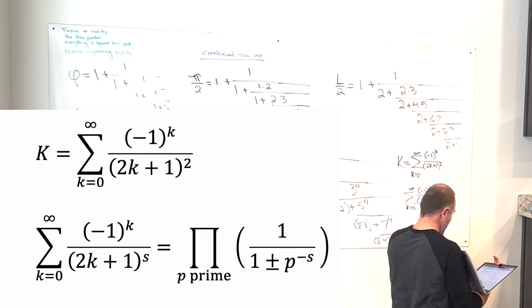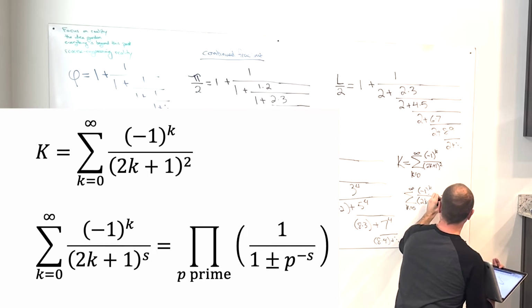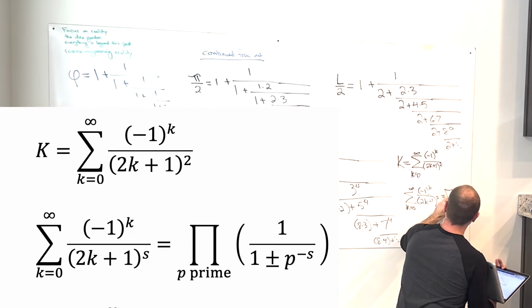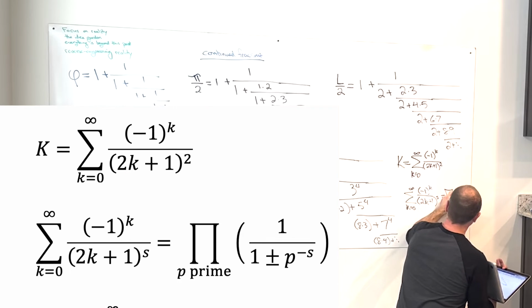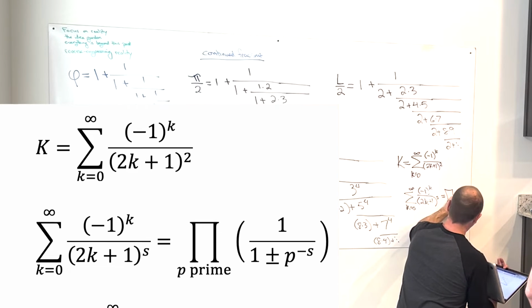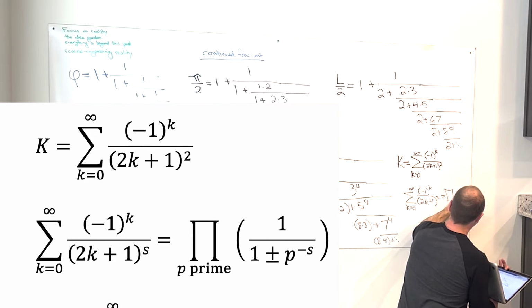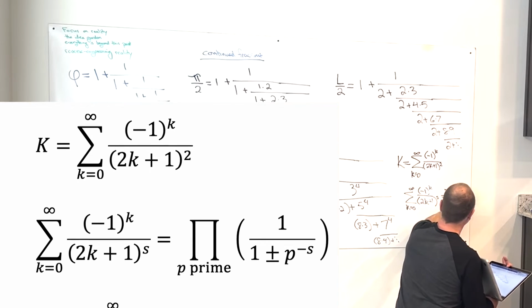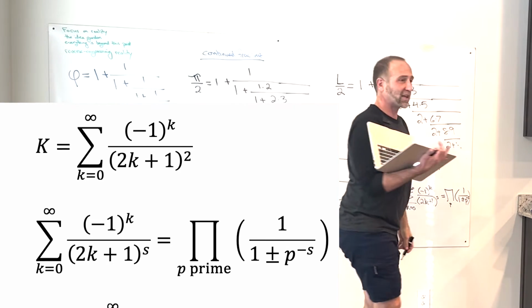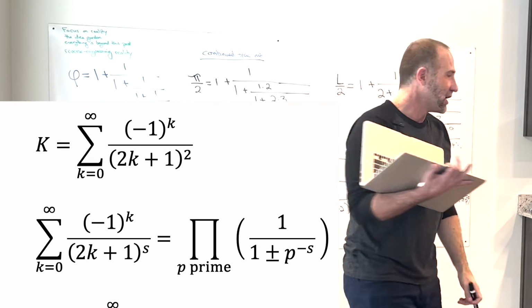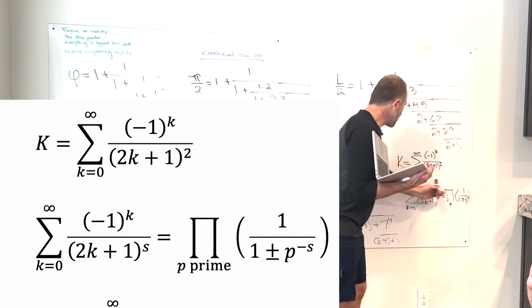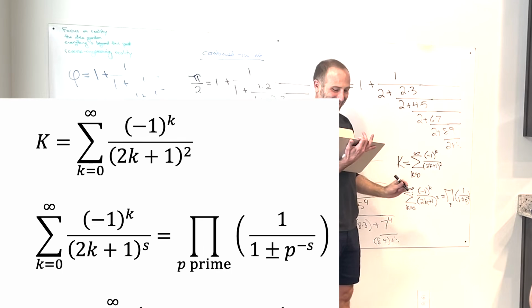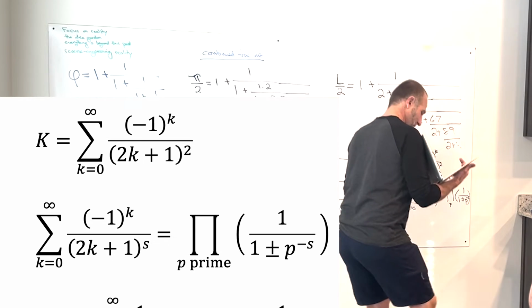Okay, s, right? This is equal to the product over the primes of 1 over 1 plus or minus prime to the negative s. Pick your s, and it sets the equation. This is prime construction. Now, watch one step more.